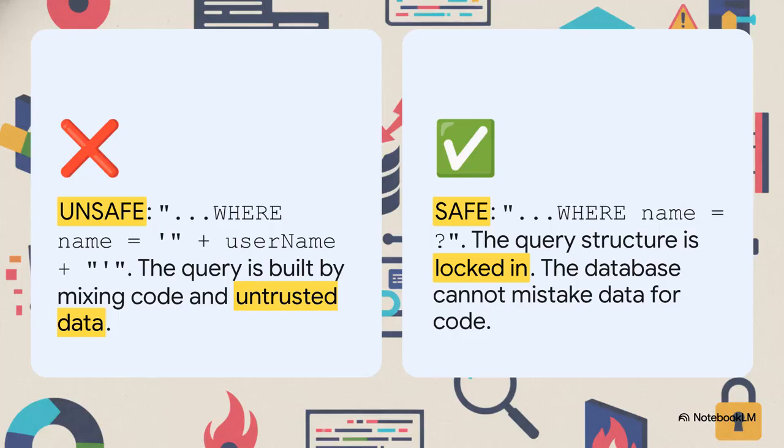And you can just see the difference here. On the left, you've got that dangerous approach, where code and data are just mashed together into one big string. It's a messy, vulnerable soup. But on the right, you see the safe, clean, two-step process. First, you define the query with a placeholder. Second, you provide the data for that placeholder. That separation is everything. It makes this entire class of attack impossible.